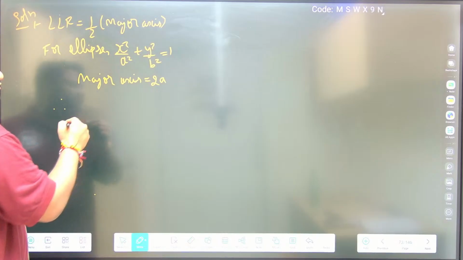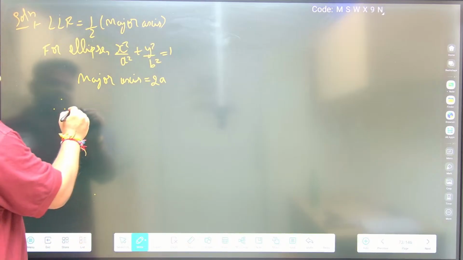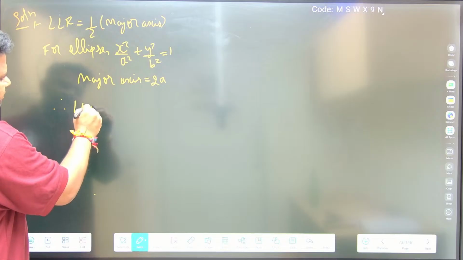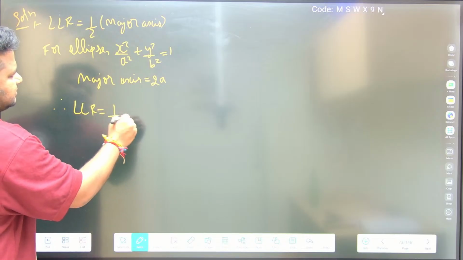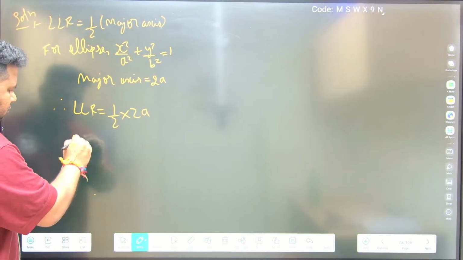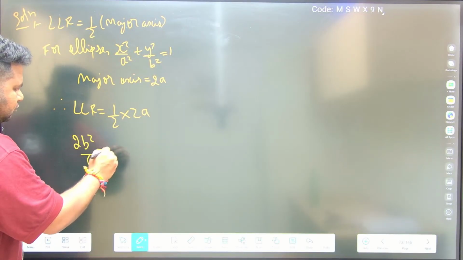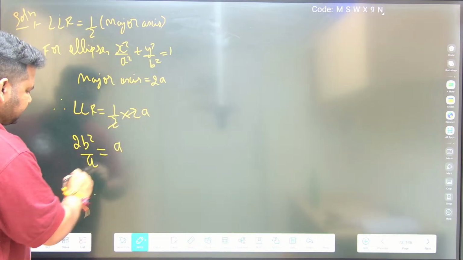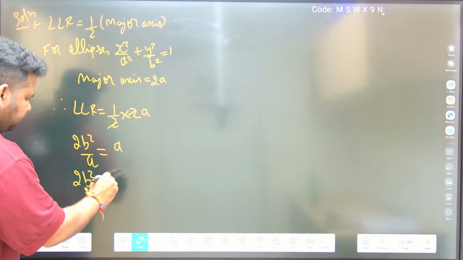Therefore, length of the latus rectum is half into major axis, which is half into 2 times a. Length of the latus rectum is nothing but 2b square by a, equal to half into 2a. Half and 2 cancel, I will get a. So 2b square will be equal to a square.